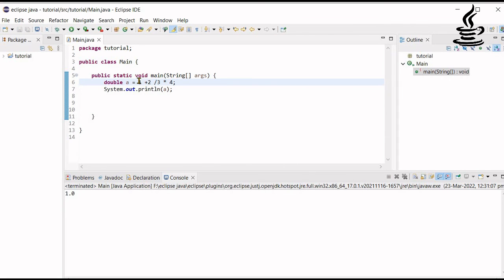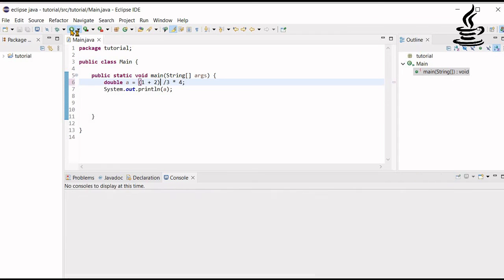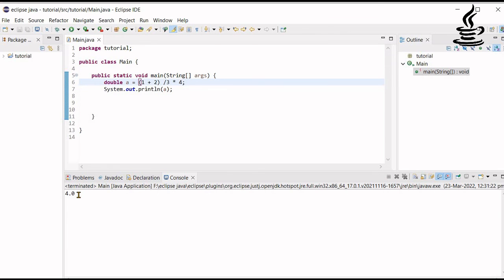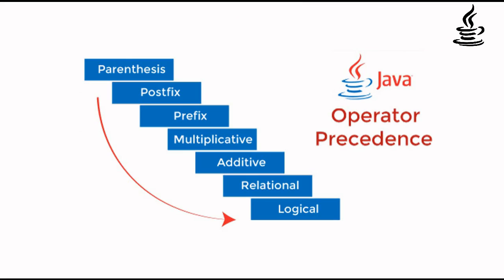But suppose we put 1 plus 2 into parentheses. Then if we evaluate it again, we will get an output of 4.0, because now the values within the parentheses, that is operands 1 and 2, will be operated on first, and afterward the 3 and the 4 and their respective operations will be performed. If you remember, in the precedence table parentheses sit at the top and get the highest priority.